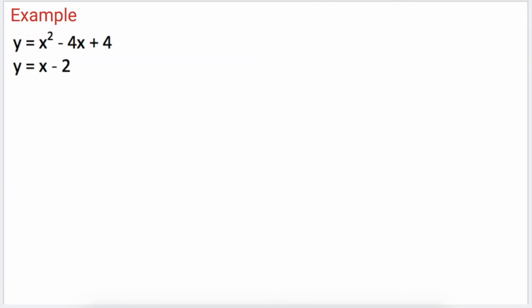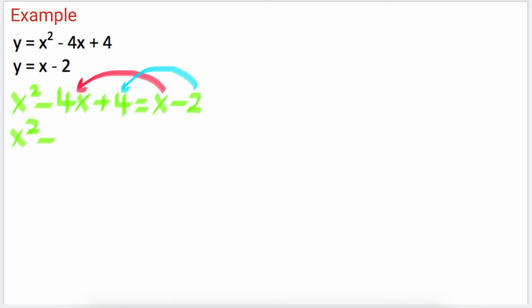In the second example we're going to look at, we have y equals x squared minus 4x plus 4, and the second equation, which is linear, is y equals x minus 2. As always, the objective is to set the two equations equal to each other so that we find out where they cross, if they cross at all. So let's go ahead and do that. On the left side, we have x squared minus 4x plus 4, and on the right side, we have x minus 2. So we need to move this x over to the left side, and it's going to be x squared minus 5x, because this positive x, when it goes to the other side, becomes negative.